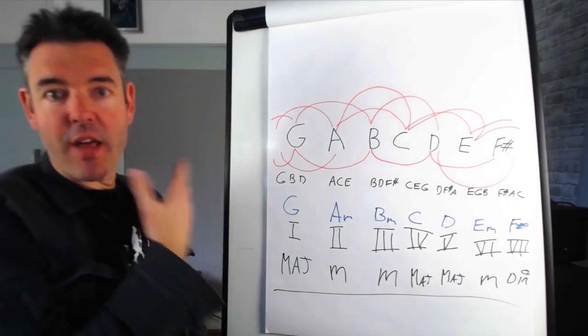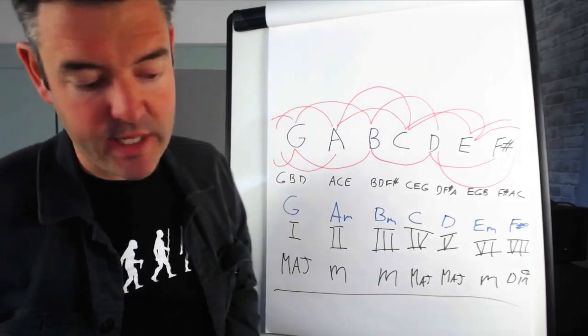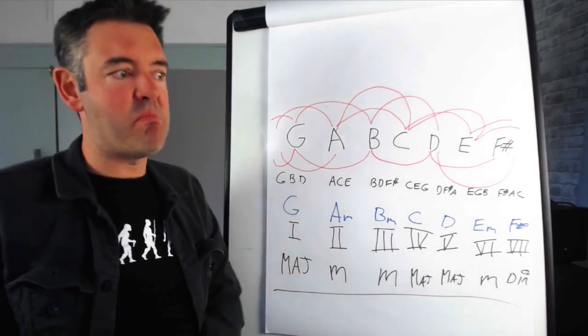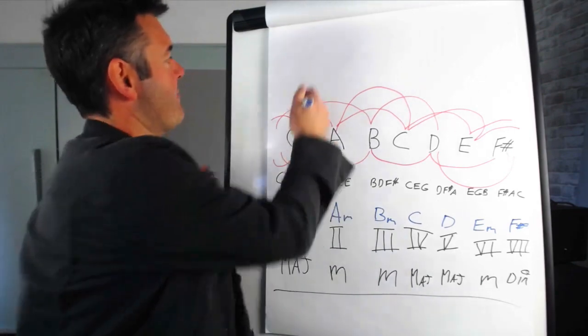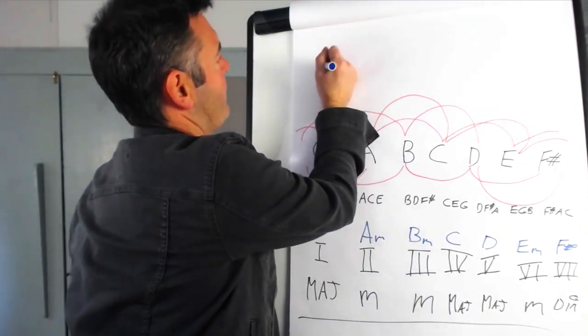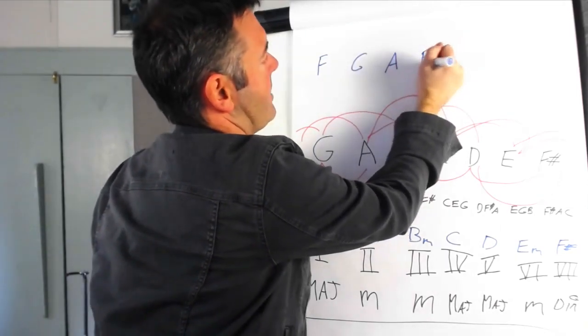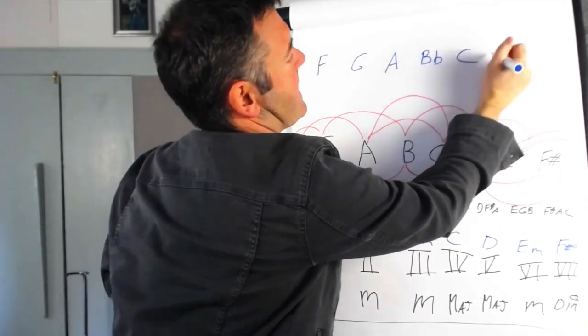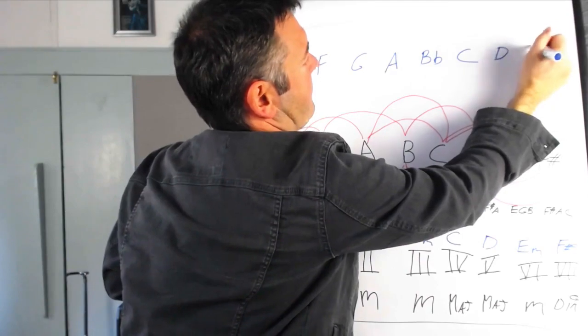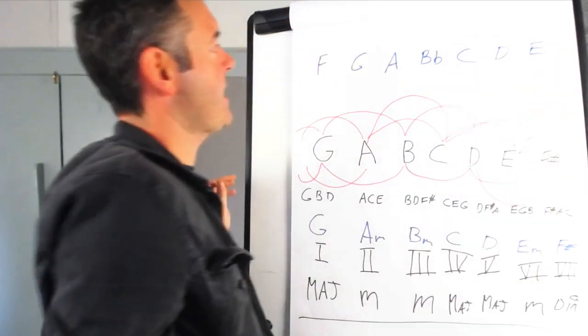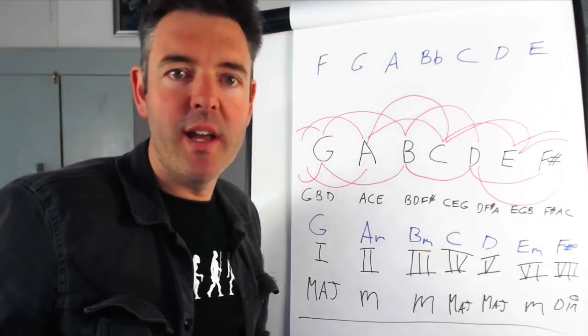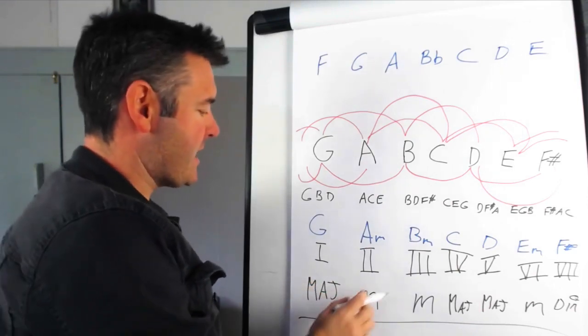Let me take another major scale as an example, okay? Let's take the scale of F. So the F major scale is F, G, A, B flat, C, D, E. That's 7 notes in the F major scale. Now what we can do is superimpose this over the top.